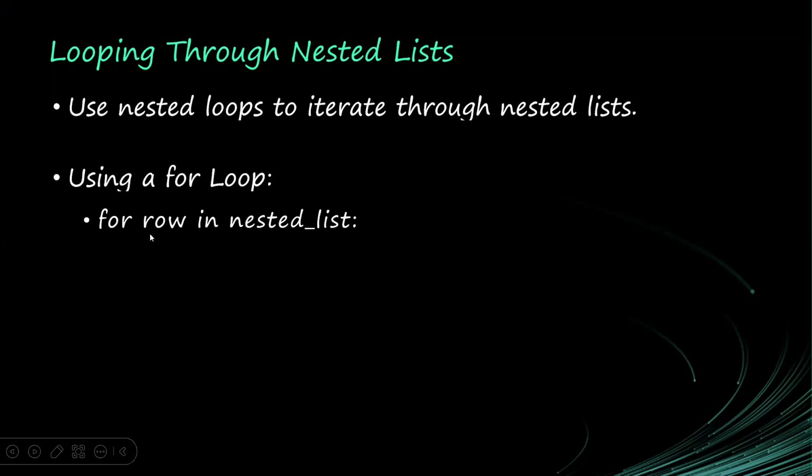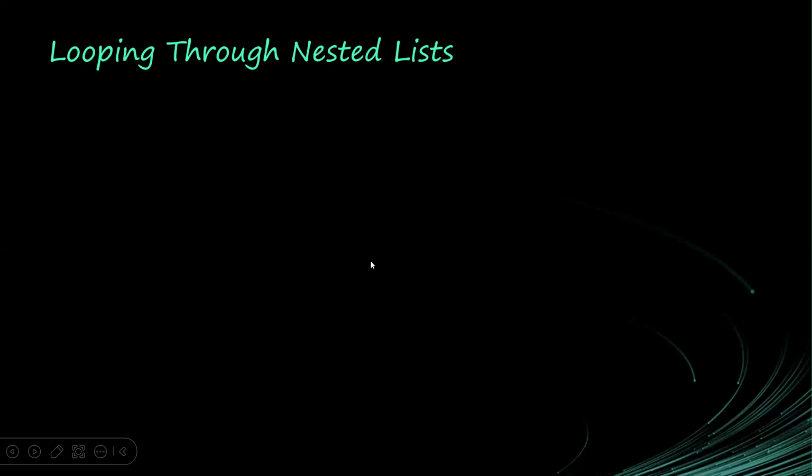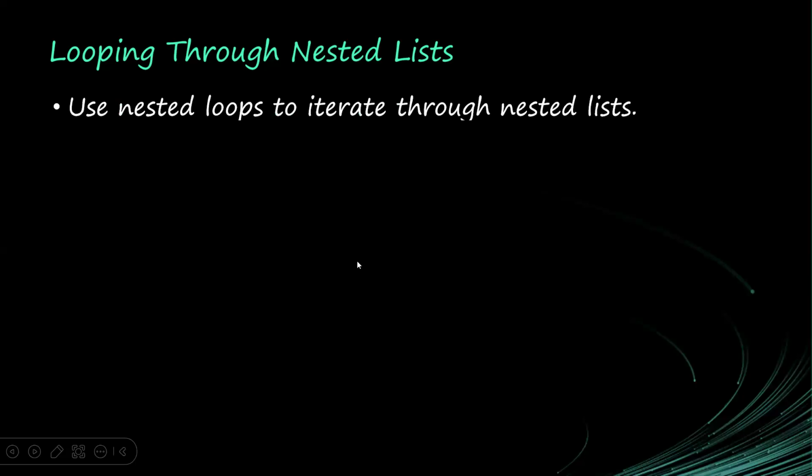You can see for row, I could have used row. Row and column could have been better. So for row in nested list, the first row in the nested list, we can also say item or even column in the row. You can also use end to indicate a space instead of a new line character. So you can also loop into a nested list.